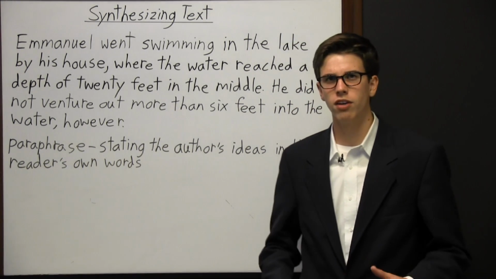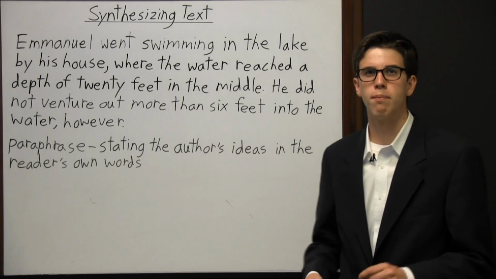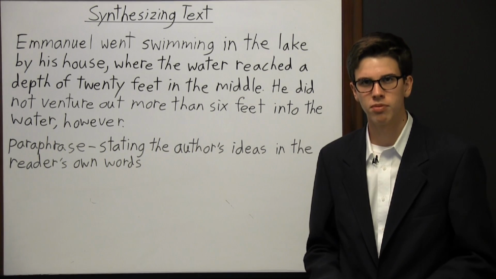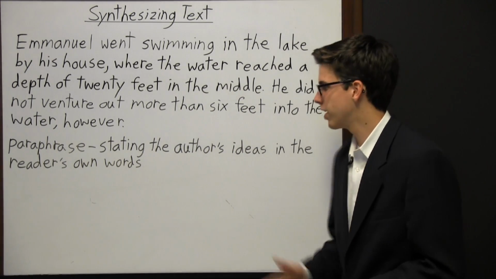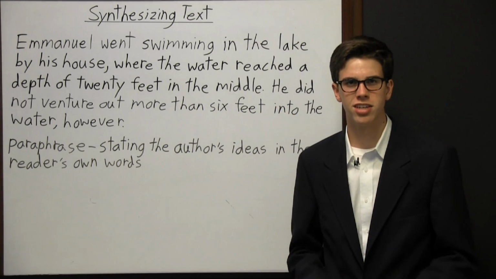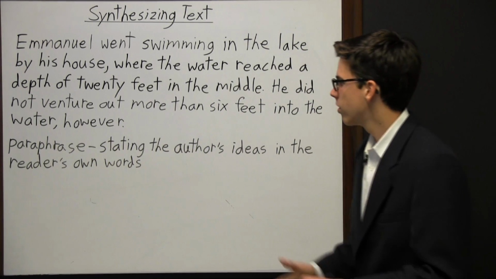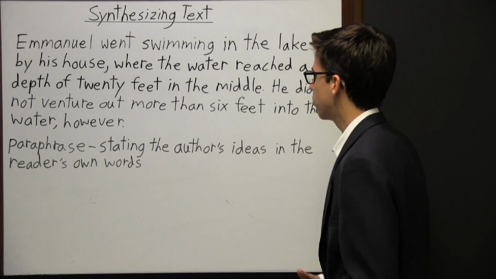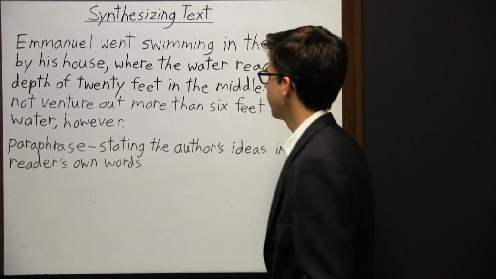So when you paraphrase, you're taking a couple sentences or an entire paragraph, and you're including the main point of the text being reviewed, because that's what the reader needs to know about the text. So in this example up here, the reader needs to know that Emmanuel went swimming in the lake, but not more than 6 feet out. Those are the important points. It's not really important that the reader understands that the water reaches a depth of 20 feet.